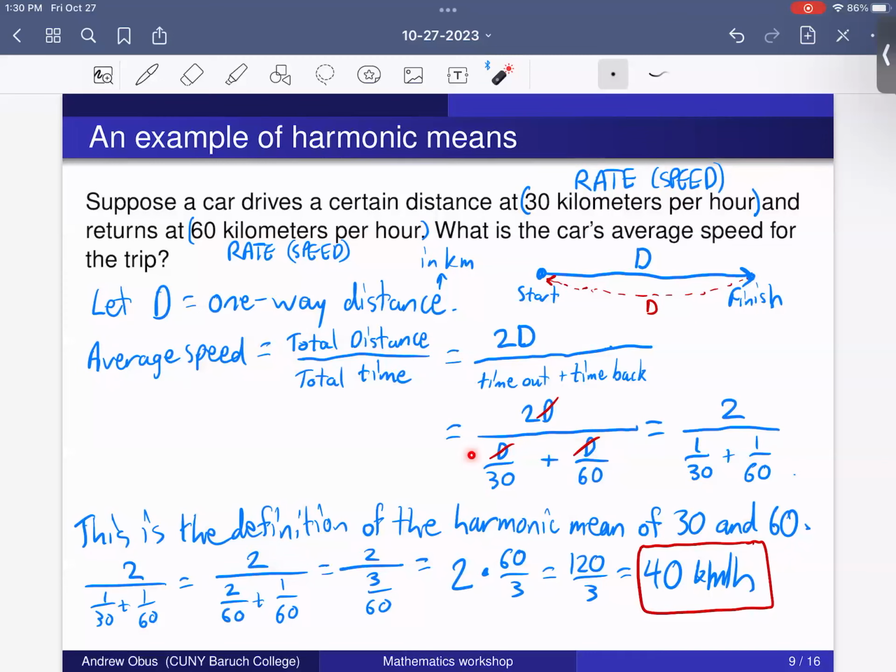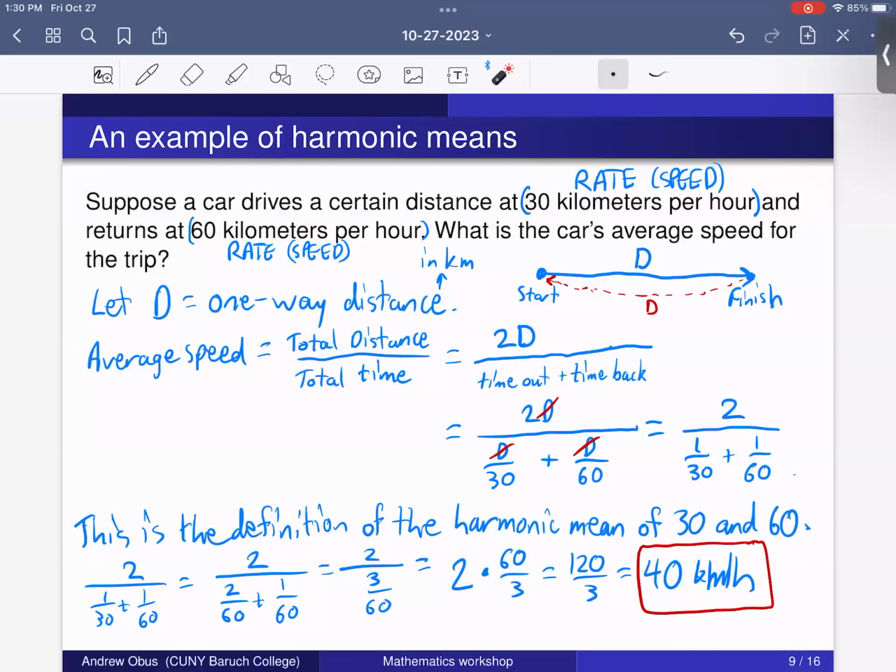But once I have this fraction here, this complex fraction, I can eliminate all of the d's. And when I do that, I happen to be left with the reciprocals. I'm left with 1 over 30 and 1 over 60. So it's just illustrating that what I'm left with is a harmonic mean after I do that. Okay, so I'm not actually taking the reciprocals as part of the setup for the problem.